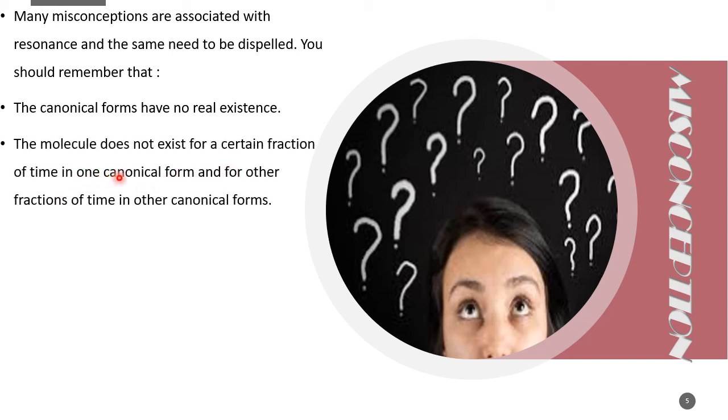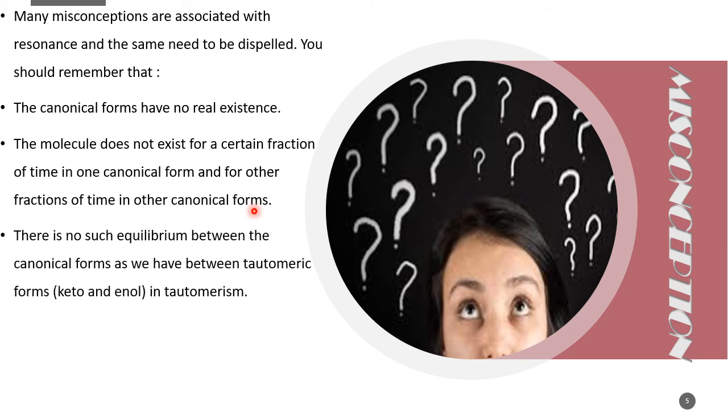The molecule does not exist for a certain fraction of time in one canonical form and for other fractions of time in other canonical forms. That means, at 2 o'clock 1 minute, in which form is it, structure number 1 or structure number 2 in the case of ozone? We don't know exactly. Therefore, it is very difficult to tell in which form ozone is there, but we can guarantee that it will be there in the hybrid form. The resonance hybrid is the most stable. That is the meaning of this misconception.